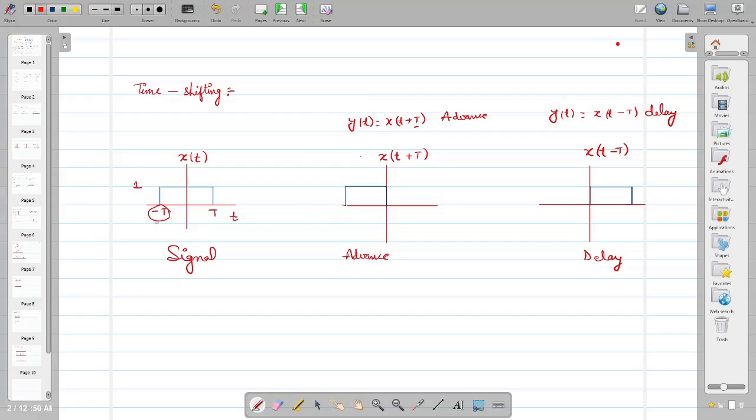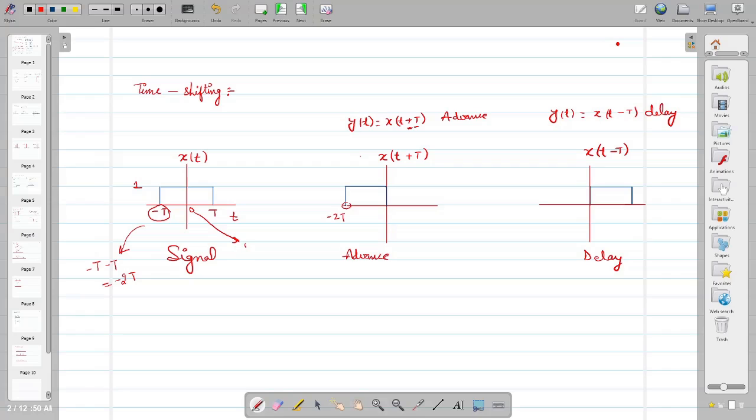For that, this is a thumb rule: if there is a negative sign or a positive sign, in the advancement there is a positive sign, then we have to subtract from this. To get where this point lies, we have to subtract the quantity which is added to the signal, t. So it is going to be -2t. Another one, this is 0. Where is this point going to lie?